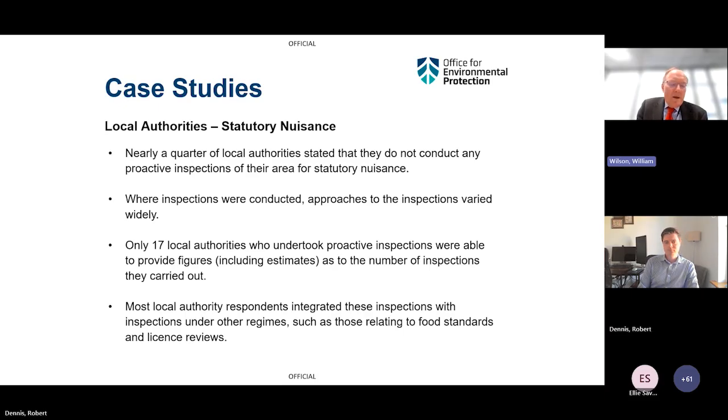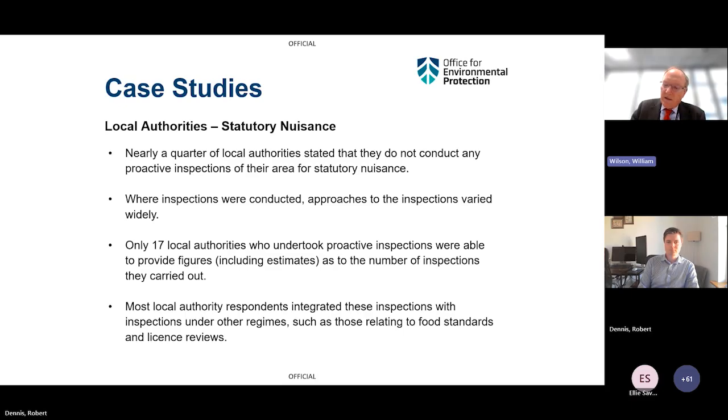And we quite quickly came up against the fact that nearly a quarter of the local authorities who responded to us said that they didn't do that at all. So whatever the law said, they just simply didn't do it. I think 1 or 2 of them said something to the effect of it wasn't a good use of their resources. So that immediately raised the issue for us.